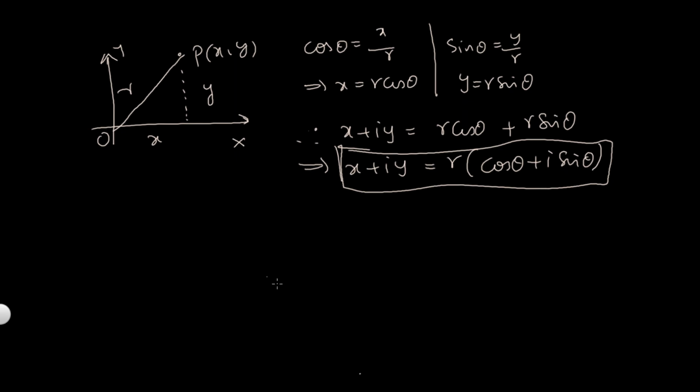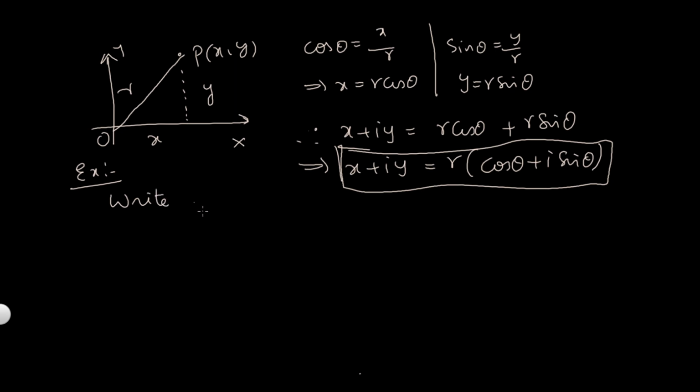That is, x equal to r cos theta and y equal to r sin theta. Therefore, x plus iy equal to r cos theta plus i r sin theta. Then x plus iy equals r into cos theta plus i sin theta for a given complex number z. Okay, now we take some examples.